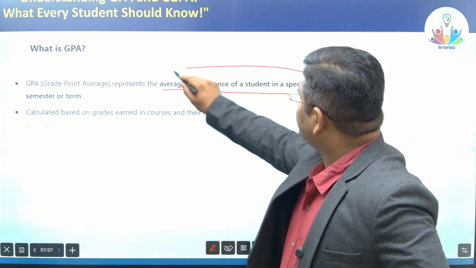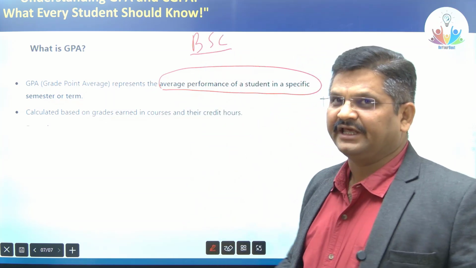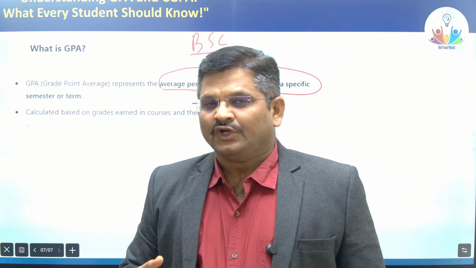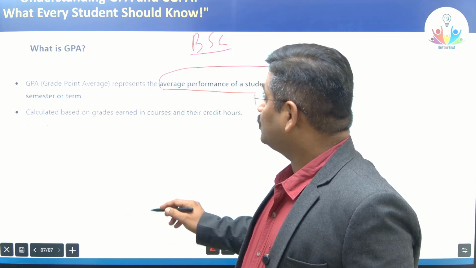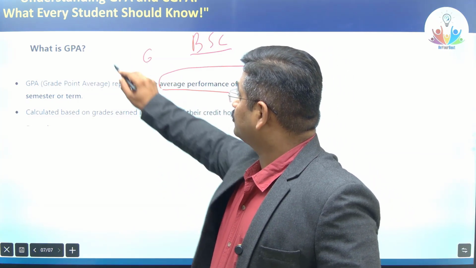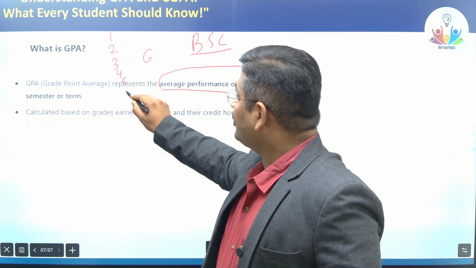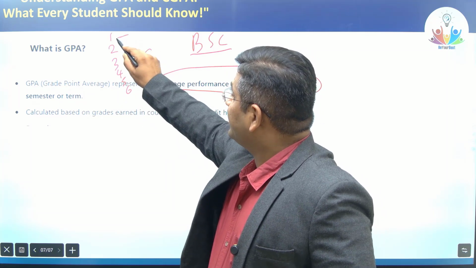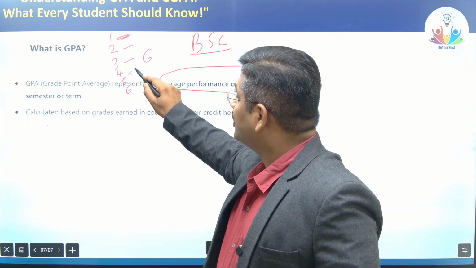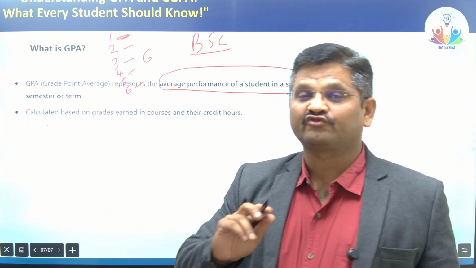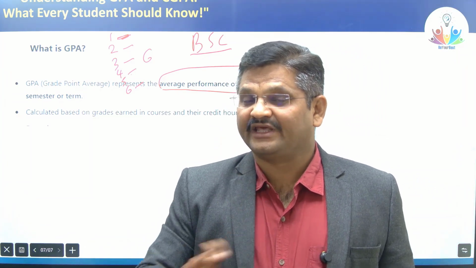Imagine the students are in any BSc program. In the Indian context, the 3 years have 6 semesters. GPA, out of the 6 semesters, the 1st semester, 2nd semester, 3rd semester, 4th, 5th, 6th semester, GPA is the grade point average for each semester, or for each course, or for each module also. This is one thing we have to be very clear about.